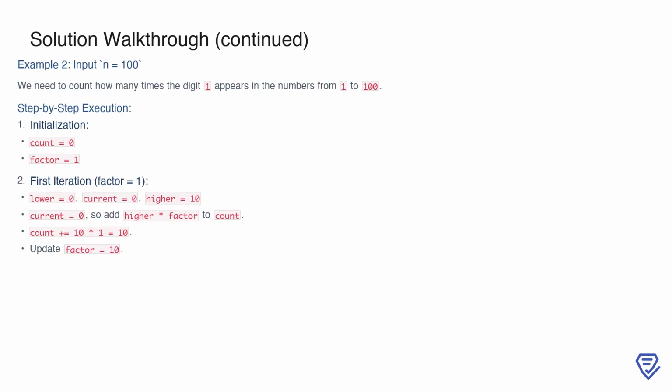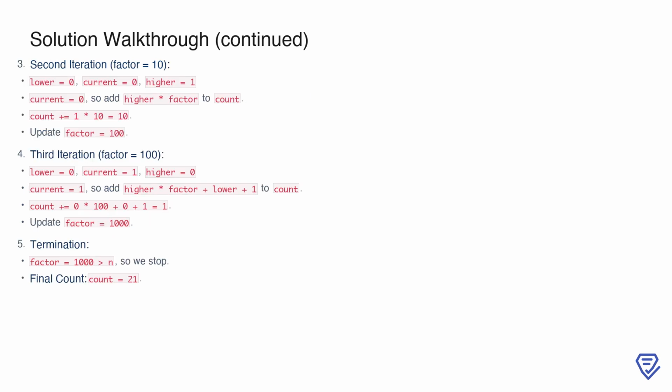Now, let's analyze a new example with n equal to 100. Again, the goal is to count how many times the digit 1 appears from 1 to 100. We begin by initializing count to 0 and factor to 1. In the first iteration, with factor at the ones place, we calculate lower as 0, current as 0, and higher as 10. Since the current digit is 0, we add higher * factor to count. This adds 10 to count, as there are 10 occurrences of the digit 1 in the ones place of numbers from 1 to 100. We then update factor to 10 to analyze the tens place.